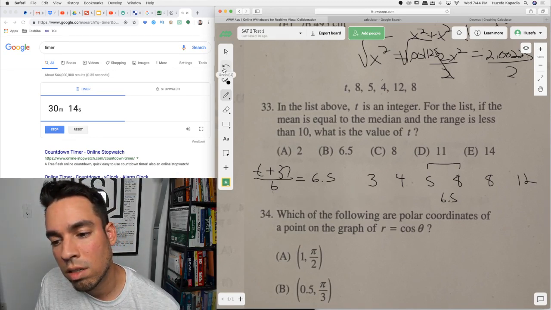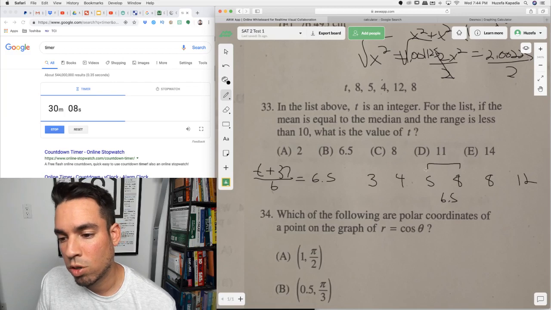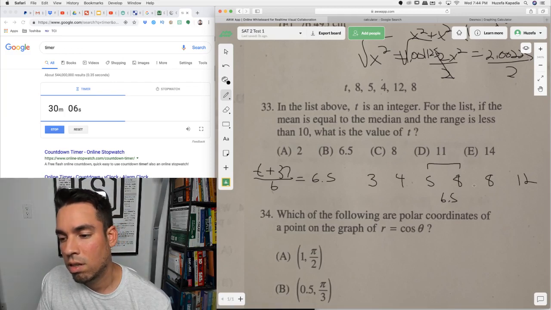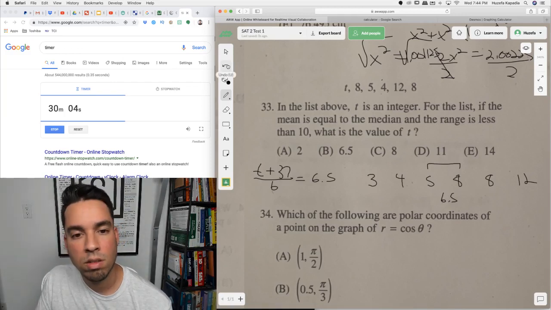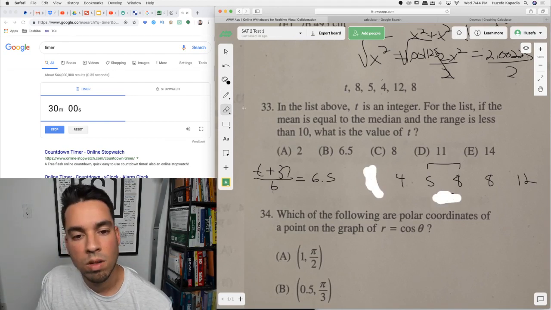So then I already know that it's got to be between 5 and 8. Because if it's 8, or 8 would work too. Because if it's 8, then, here, let's move this. Hold on.